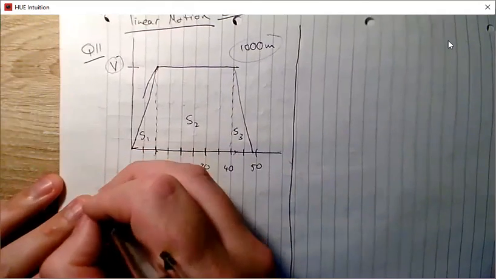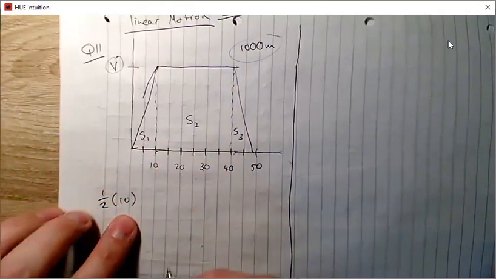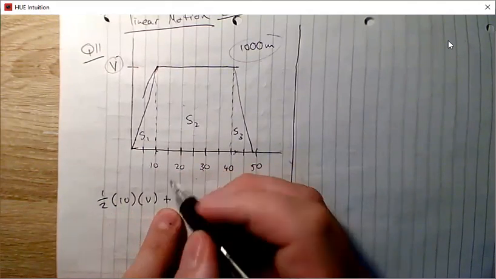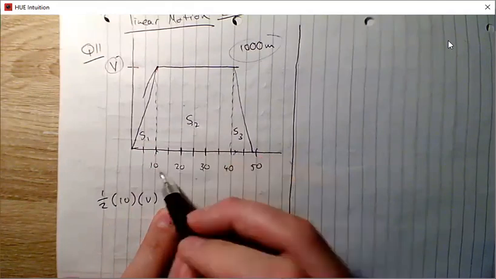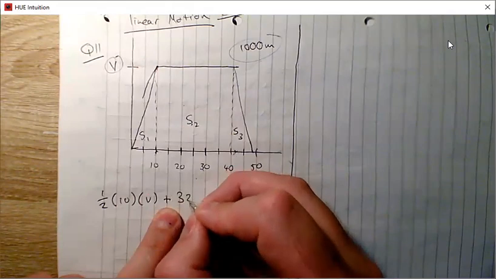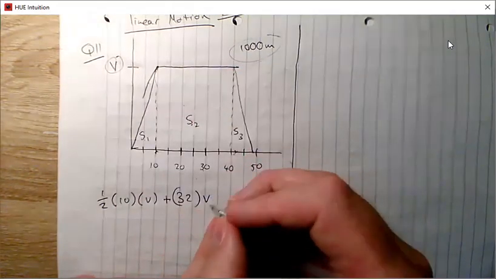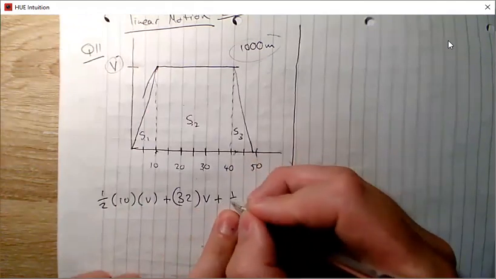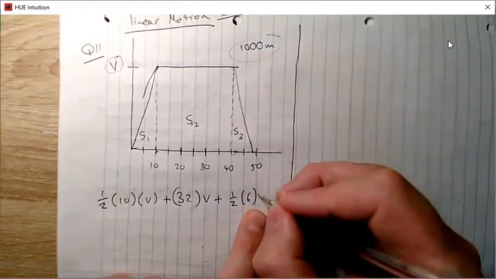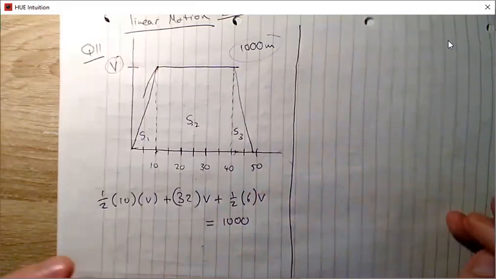So S1, that's a triangle, so the distance is half the base, which is 10, multiplied by the perpendicular height, v. S2, that's a rectangle. The distance is the base, which is 32 seconds, multiplied by the perpendicular height, v. And S3 is a triangle: half the base, which was 6 seconds, multiplied by the perpendicular height, v. And I know if I add them all together, I'm going to get 1,000 meters.